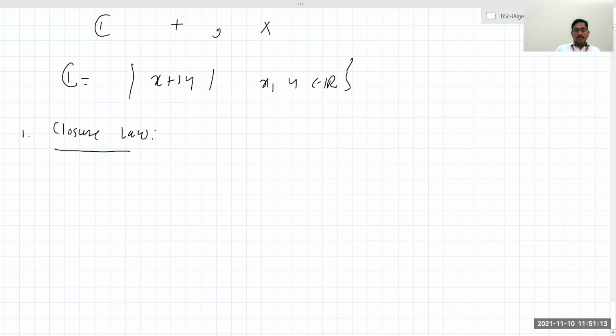Some box is there, and you are taking two elements from that box and doing an operation on them. Whatever the result after the operation, that result should be from that box. That is the closure law. Let me write three complex numbers here: Z1 is equal to x1 plus iy1, Z2 is equal to x2 plus iy2, and Z3 is equal to x3 plus iy3, from the set of complex numbers. What is the closure law? Z1 plus Z2, the addition of those complex numbers, has to be in C.